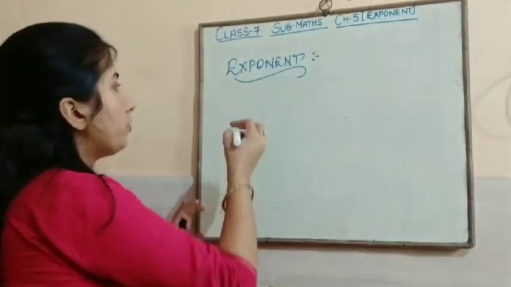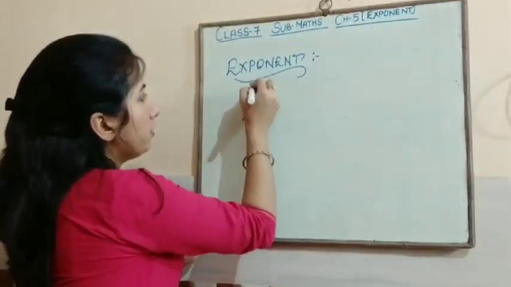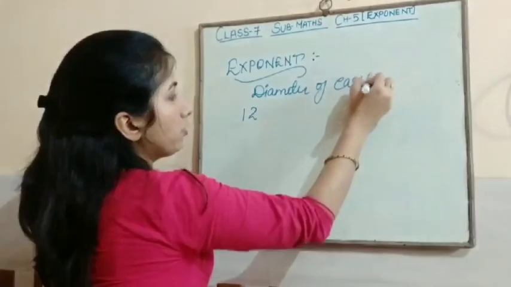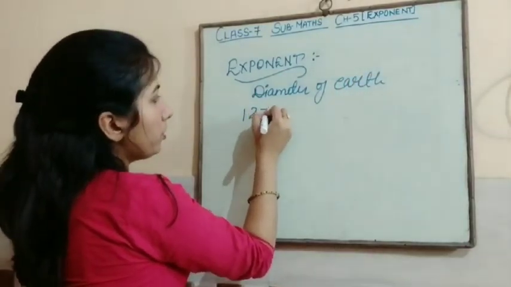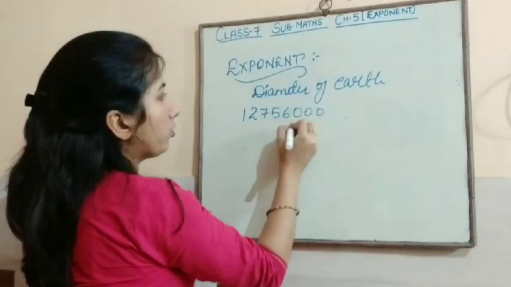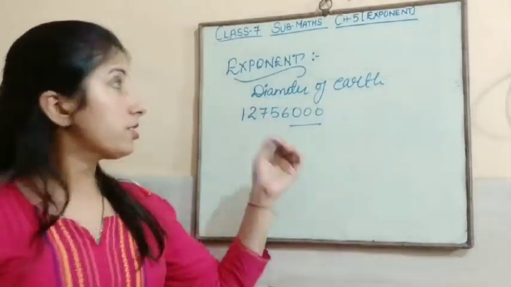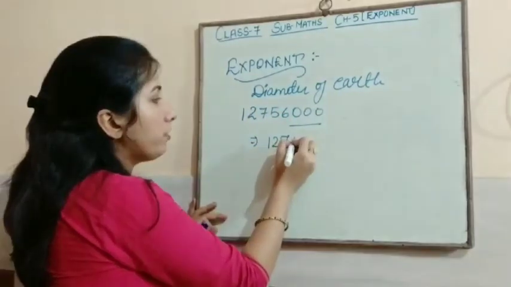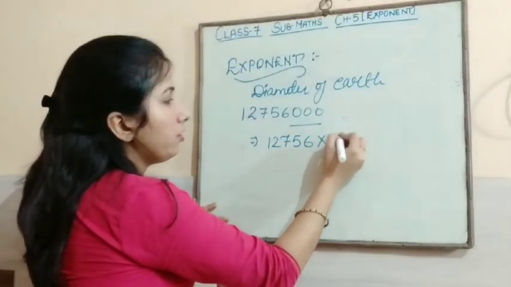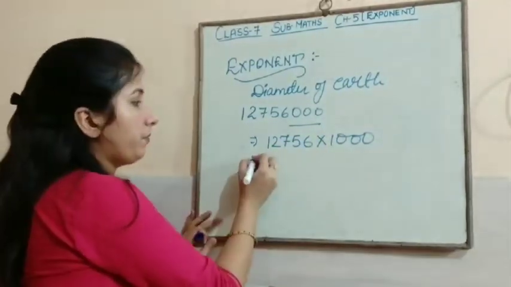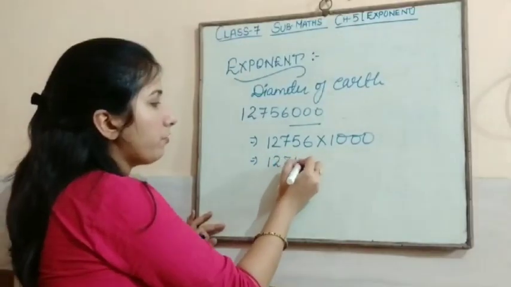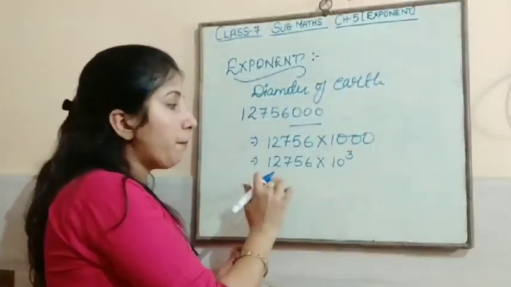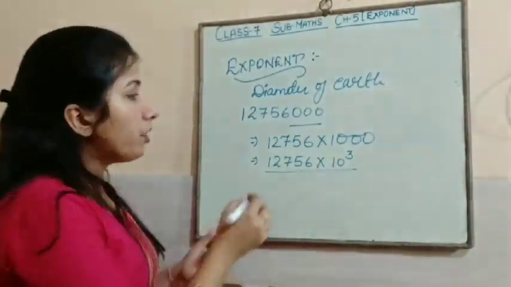Another example of exponential form: suppose you have been given the diameter of the earth as 12,756,000, and you have to convert this into exponential form. So we can write this as 12756 multiplied by 1000, that is 12756 into 10 raised to the power 3. But this is not the standard exponential form. Why? Because this is still a large number.